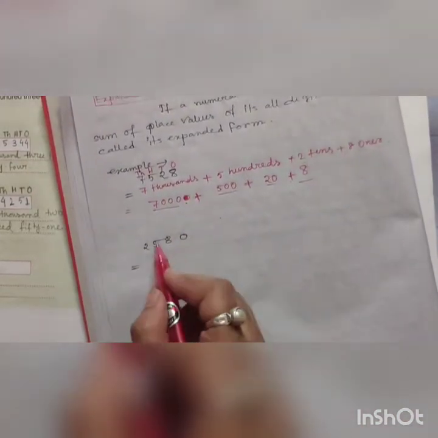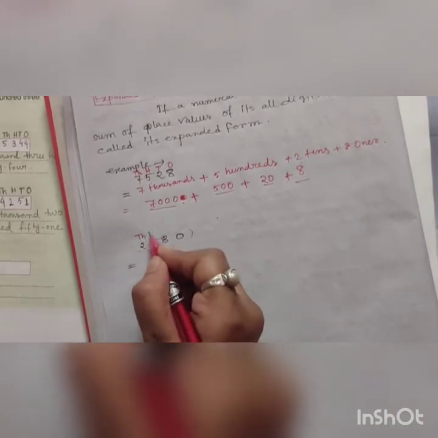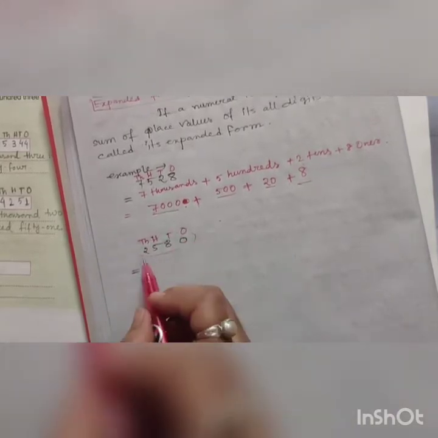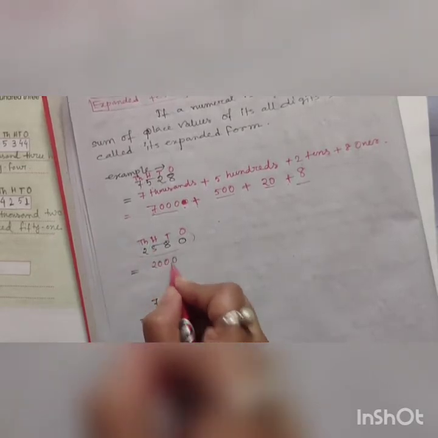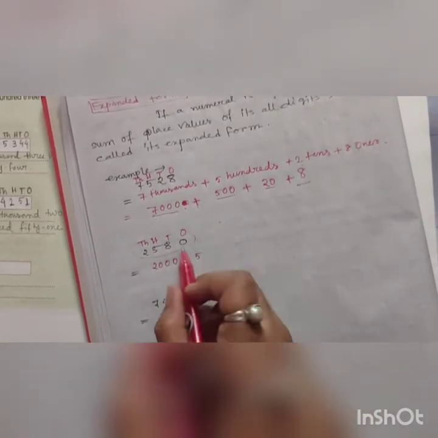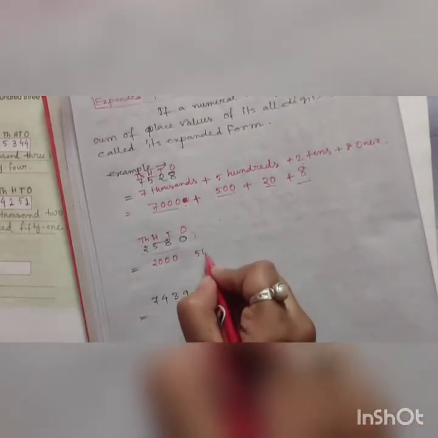Okay, so let's write this number into expanded form. Thousands, hundreds, tens, ones. So what is the place value of 2? The place value of 2 is 2000. The place value of 5 is in hundreds place, so the place value of 5 is 500.